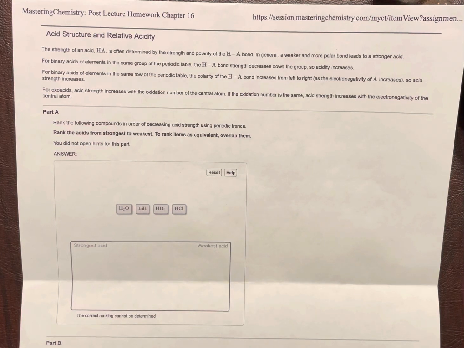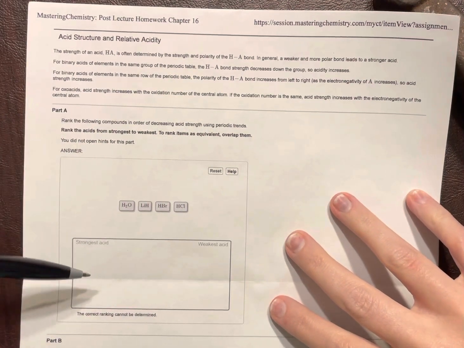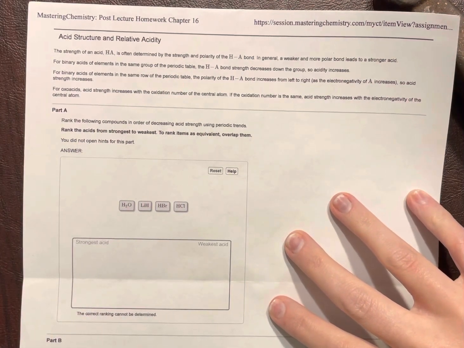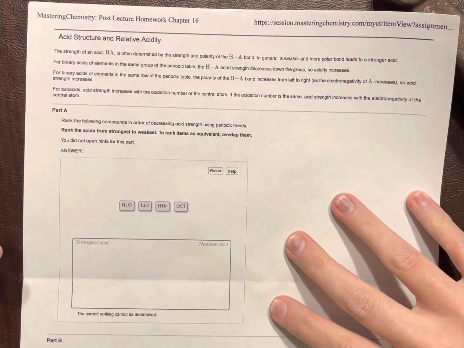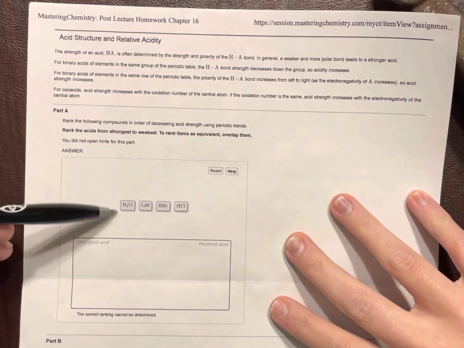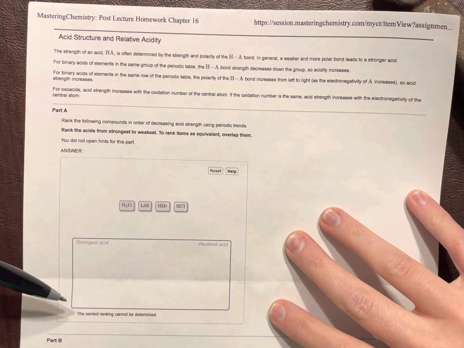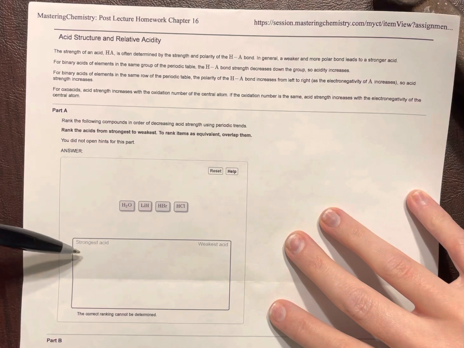All right, so here's another question for mastering. And this is related to how the structure of the acid relates to the strength of the acid. And so this first one, we are given a series of compounds and we want to rank them as far as what is the strongest acid to what is the weakest acid.